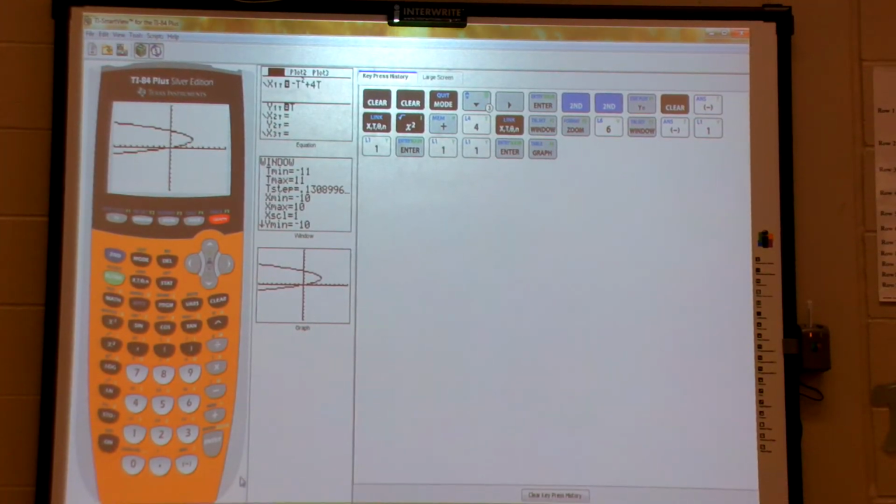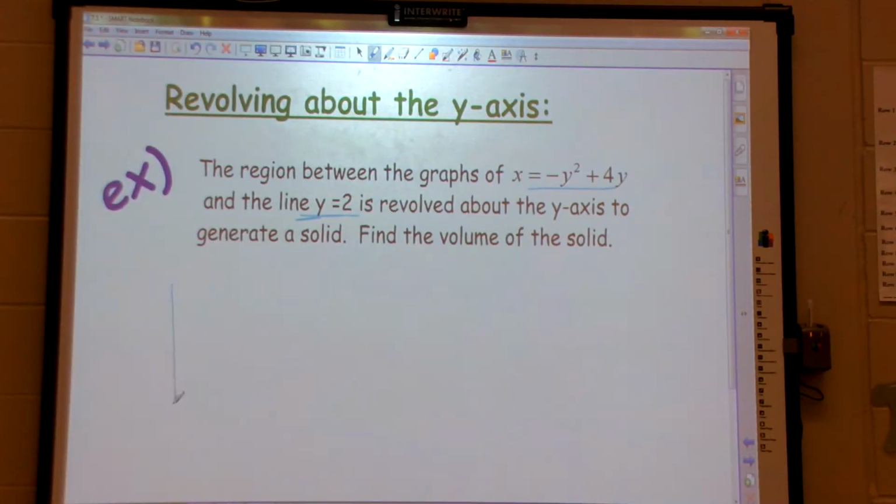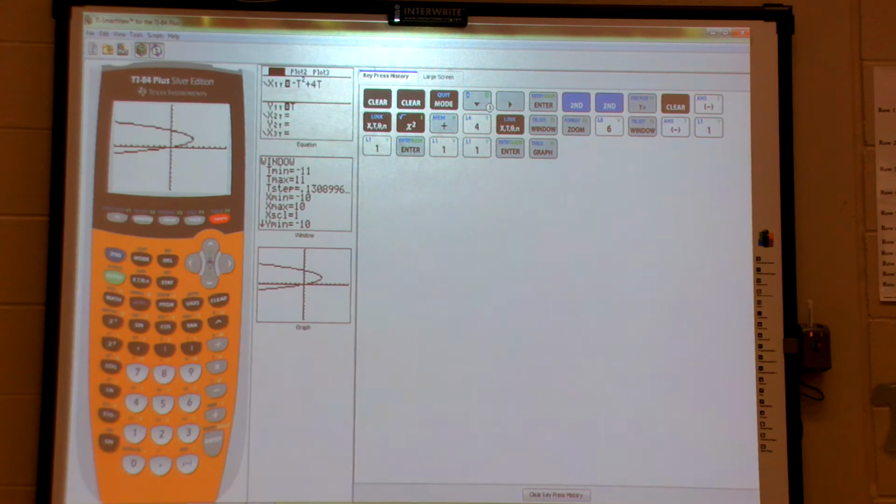Okay, so we've got a good picture here. When I graph it, I get a parabola. It's like that. Now, wait, let me make sure. Does it go through 0, 0? Yep, it goes through 0, 0. So let me draw that a little better.